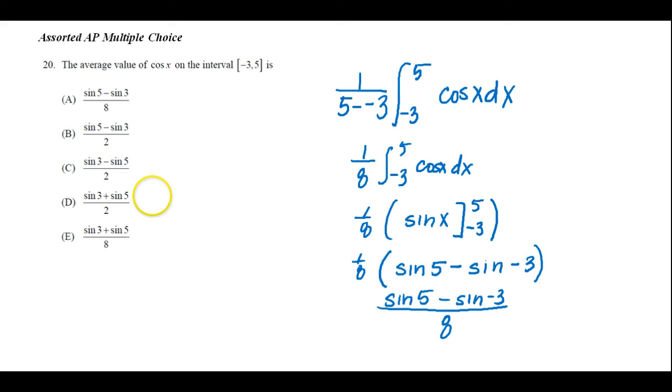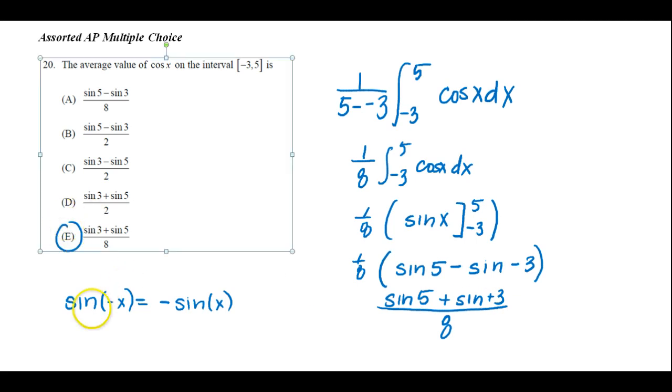So the answer is no, we didn't do something wrong. It's just that there's a bit of simplifying that we're going to need to do here. And it goes back to a pre-cal topic of knowing that the sine function is an odd function. And knowing that if I have sine of negative x, that's the same as negative sine x. So here, if I have sine negative 3, it's the same as plus sine of positive 3. So the answer here is actually E, and it's knowing this property of the sine function.